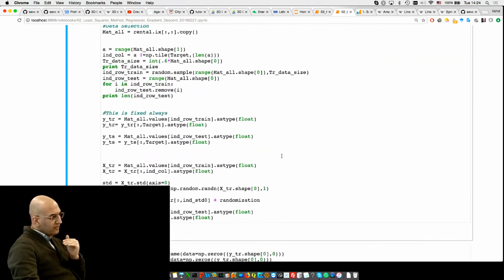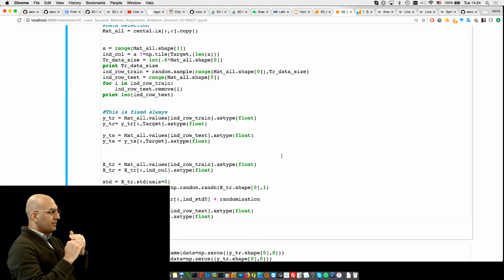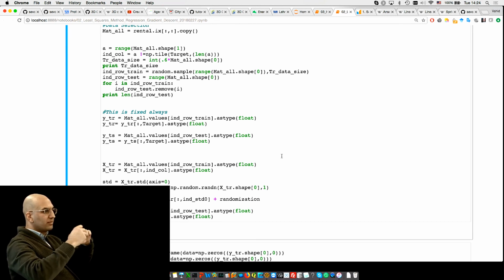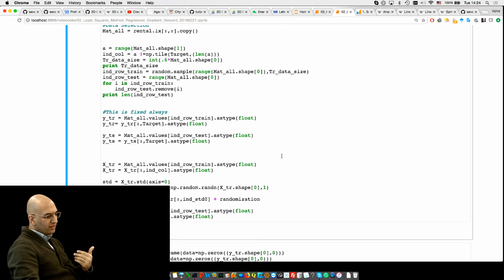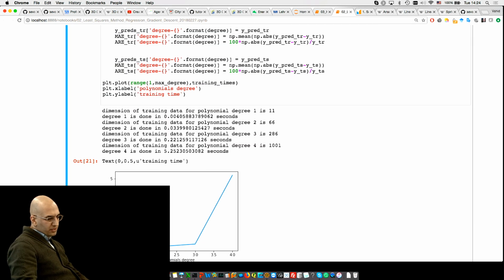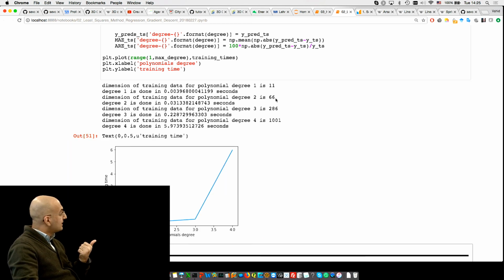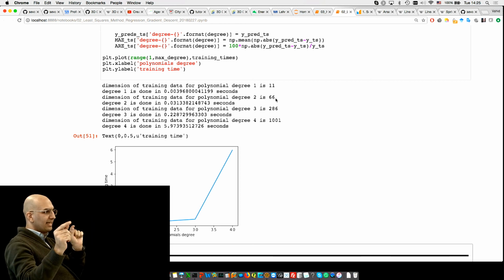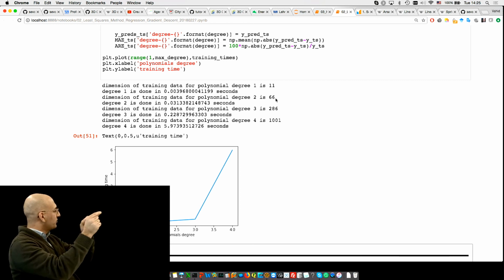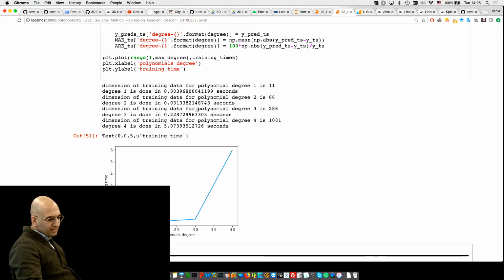So let's see what happens when we increase the degree of the polynomials. Because they all get multiplied with each other, and then you have this problem of the curse of dimensionality. If you have degree 1, you have 11 dimensions. If you have degree 2, you have 66 dimensions, because you have all the combinations of the powers of these x's. You have 11 dimensions and they multiply with each other. And then if you have degree 3, 286, and if you have degree 4, it's 1000. So it's a very small problem.